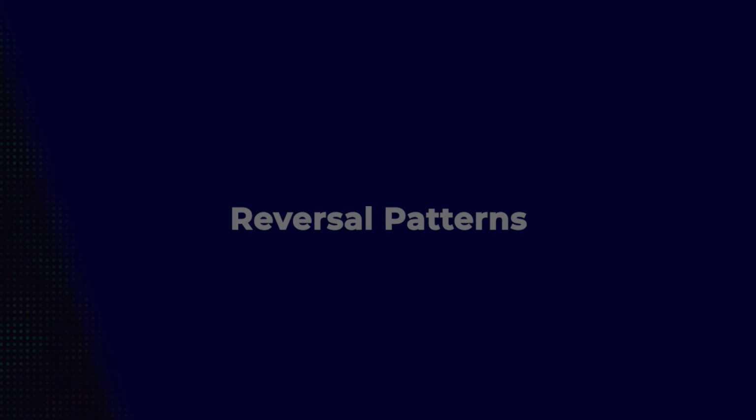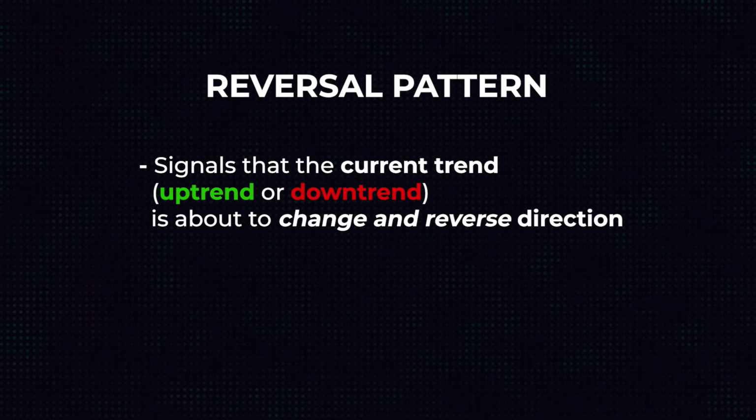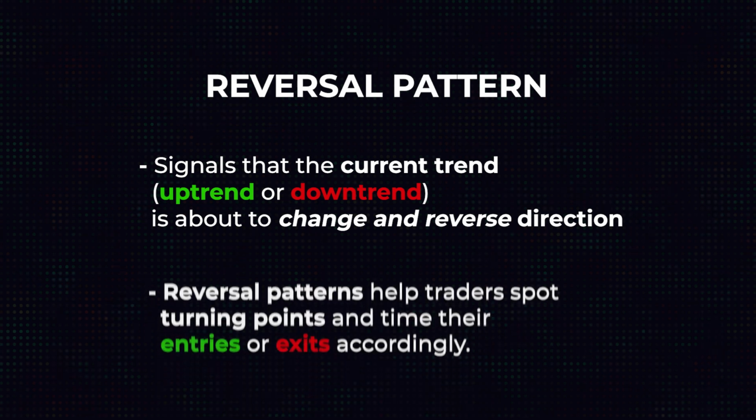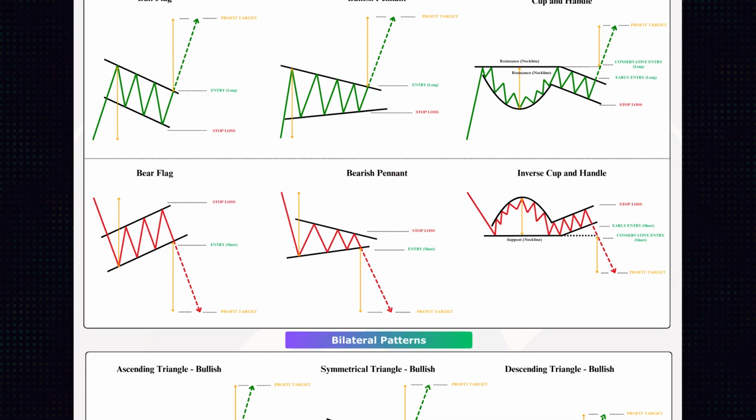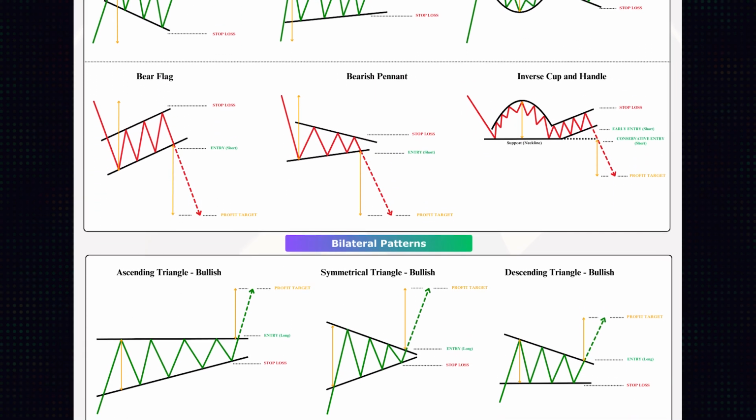First set of patterns we will discuss are categorized as reversal patterns. A reversal pattern signals that the current trend, whether uptrend or downtrend, is about to change and reverse directions. Reversal patterns help traders spot the turning point and time their entries or exits accordingly. Let's break down the key reversal patterns and show you how they work.